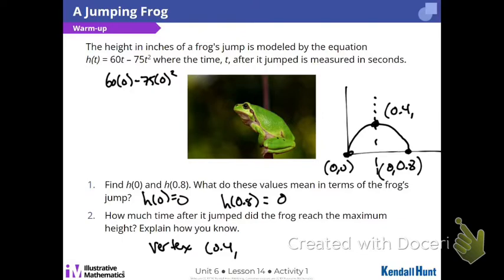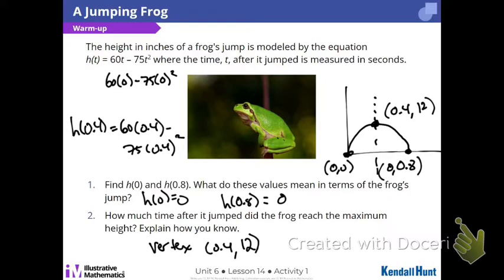But I can find how high this frog jumps. How can I figure out how high he jumps? Brennan? Substitute 0.4. Yeah, I need h of 0.4, right? At 0.4 seconds, he'll be the highest. Uh-oh, ran out of room. Minus 75 times 0.4 squared. And I got 12 inches. So (0.4, 12) is our vertex. How do you go up 12 inches and over in 0.8 seconds? Pretty quick, I would imagine. Some might say this frog has hops.